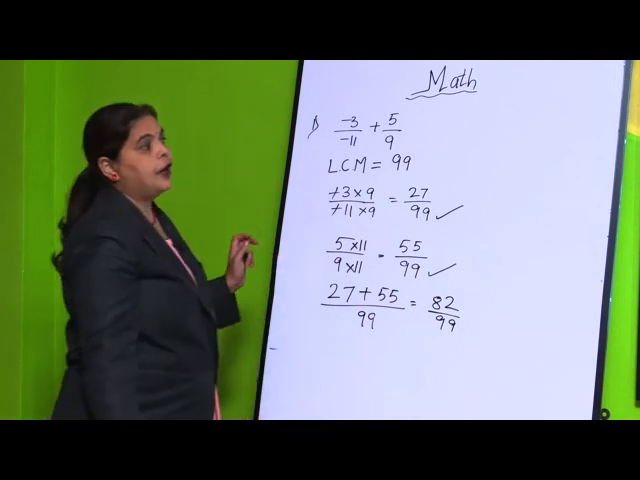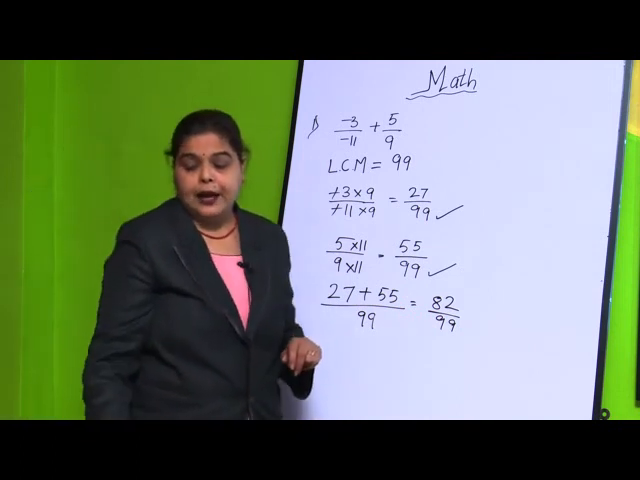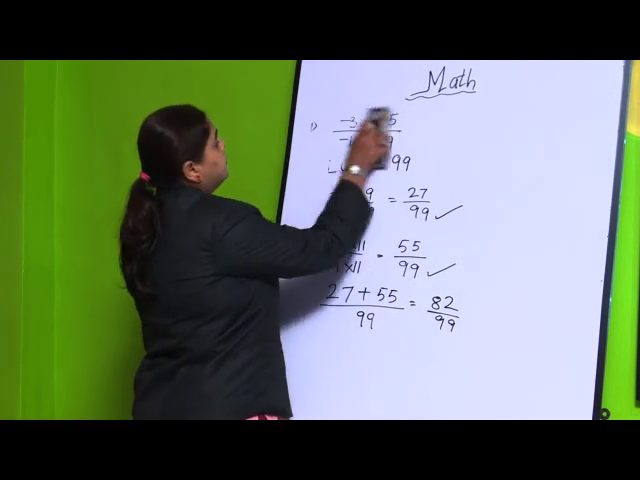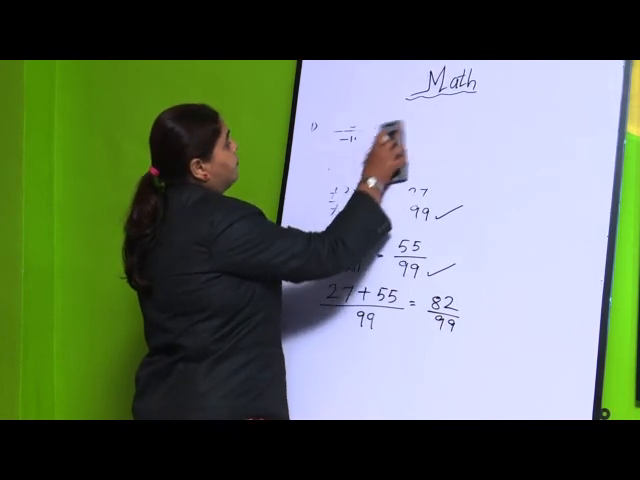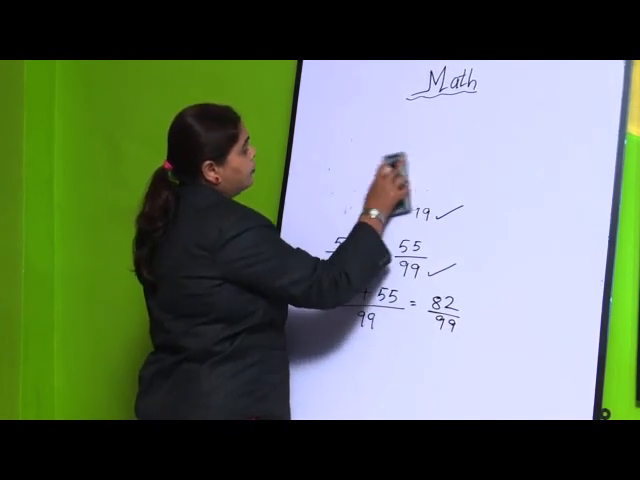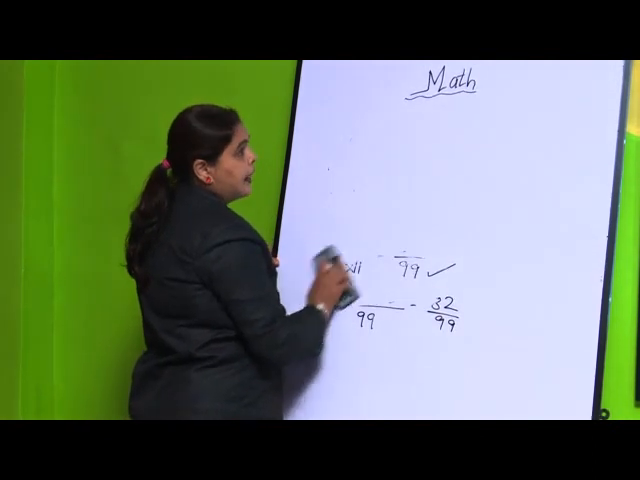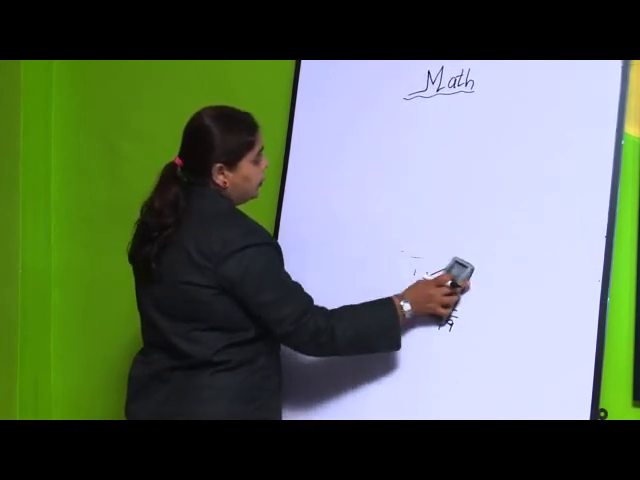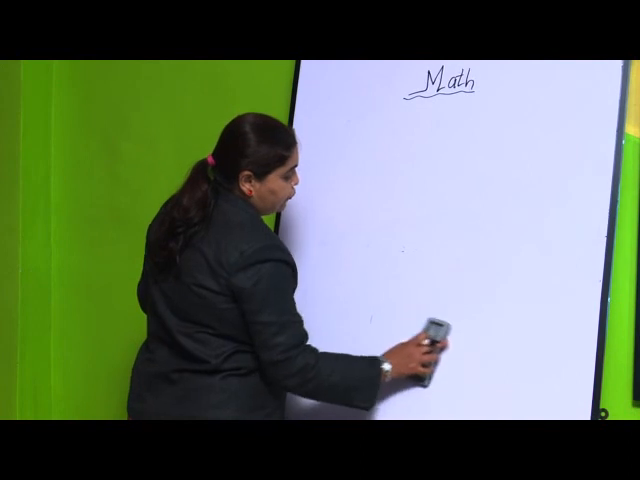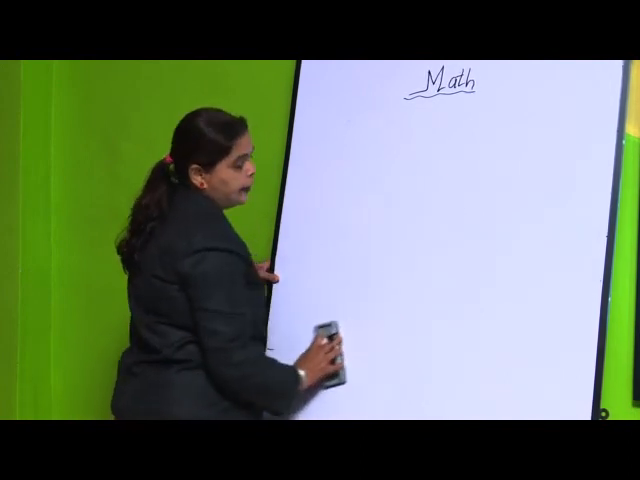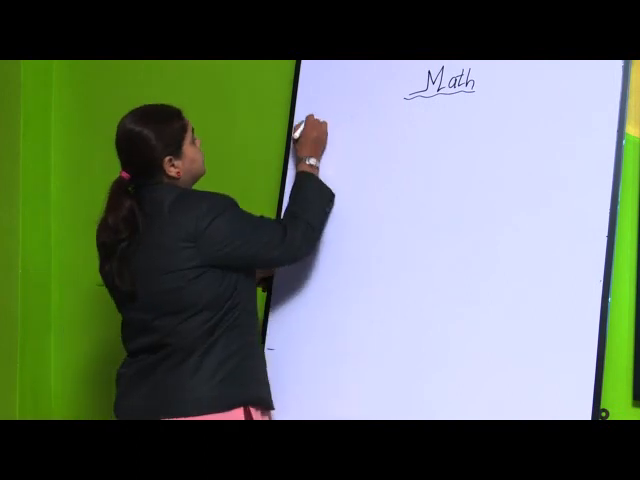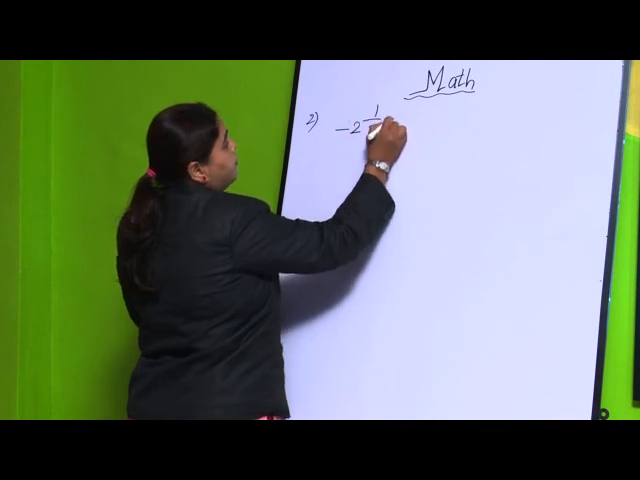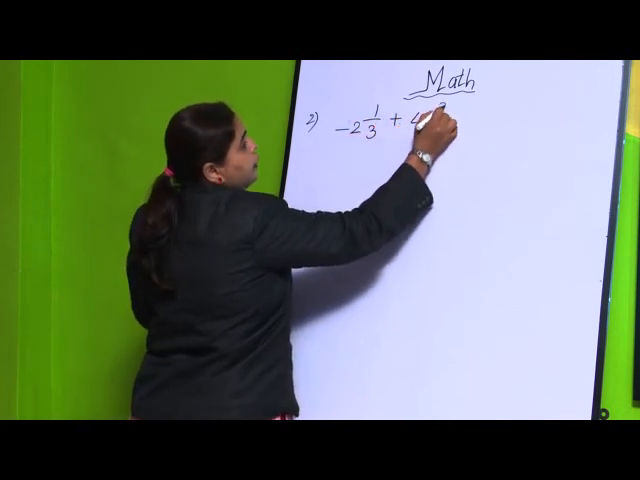In this way we can find the addition of rational numbers. Now we will see one more example here. Another example is given as mixed fractions. Two mixed fraction rational numbers are given, one is a positive and one is a negative rational number. So step by step we will follow and try to solve it. Here it is given as minus 2 whole 1 upon 3 plus 4 whole 3 upon 5.